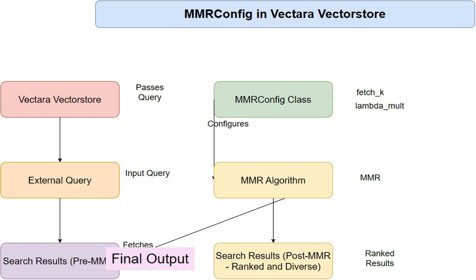Okay, let's talk about the final output of the MMR process. After the maximal marginal relevance algorithm does its magic, the final output consists of the search results re-ranked to balance both relevance and diversity. This is the curated list of documents actually presented to the user.